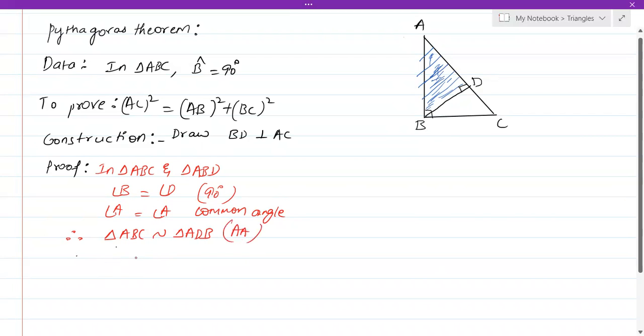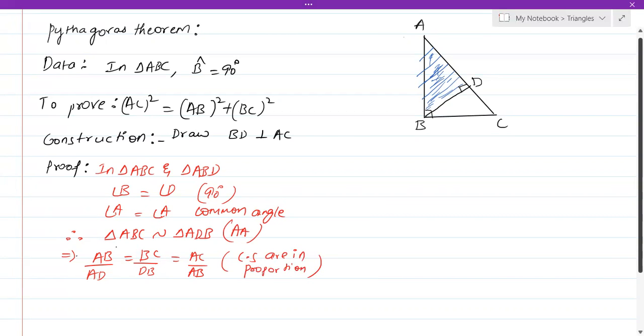If two triangles are similar, we can say that the corresponding sides are in proportion. Therefore, we can write AB by AD is equal to BC by DB, which is equal to AC by AB. Corresponding sides are in proportion.